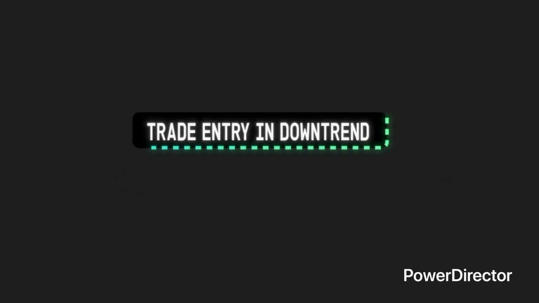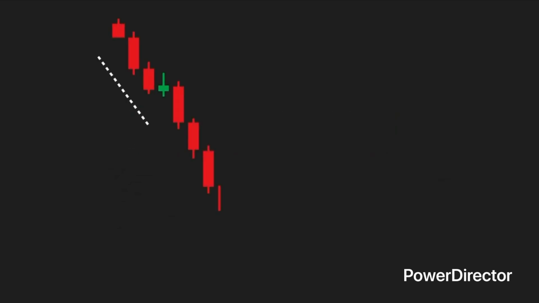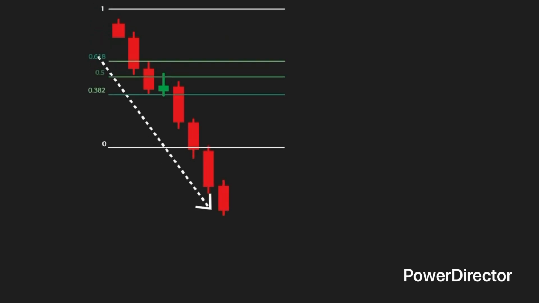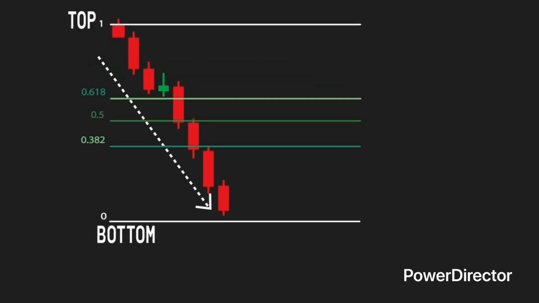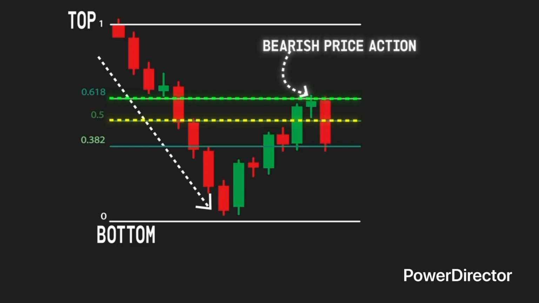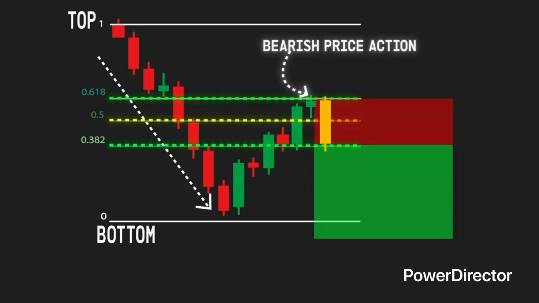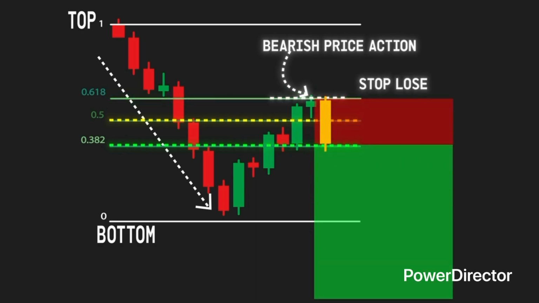Now let's see how to use the Fibonacci tool in a downtrend. If there is a downtrend in the market, and the price is falling with lower highs and lower lows, we will apply the Fibonacci tool from the top to the bottom level after the recent impulse move. If the price retraces from the recent swing low and reaches the 0.5 or 0.618 level, it forms bearish price action. When it breaks the 0.382 level and moves downward, you can enter a short trade by setting your stop loss above the 0.618 level.